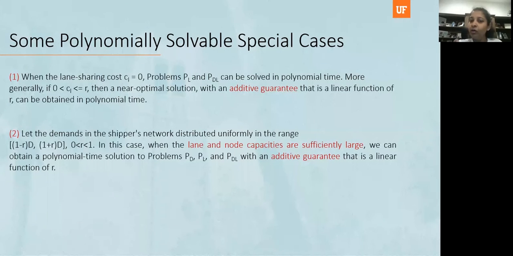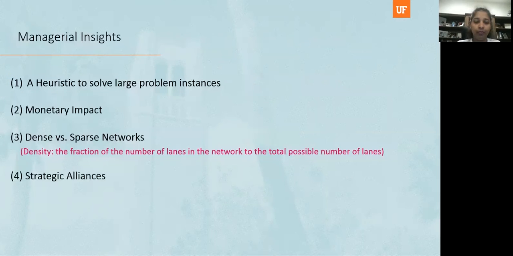So I thought that, okay, this is a very good thing to have, because let's work with that. Let's come up with a heuristic, because we know lane sharing cost is not zero. So let's try to learn something from it and use that in our heuristic. So what did we do? We came up with a heuristic to solve large problem instances. And we wanted to use that to figure out what is the monetary impact and how we can actually implement this and get managerial insights.